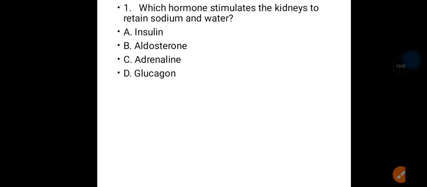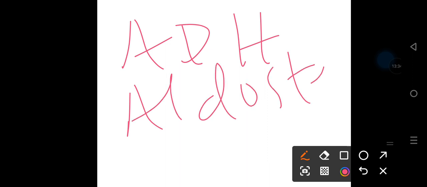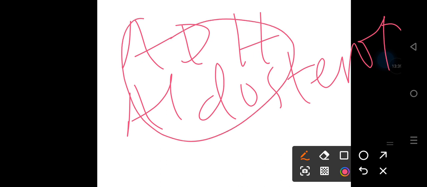Assignment number 3, very quickly. Number 1. Which hormone stimulates the kidney to retain sodium and water? All right, just before this question, let me point your mind towards something. I've talked about ADH, antidiuretic hormone. Another important hormone is aldosterone. These two hormones are important.